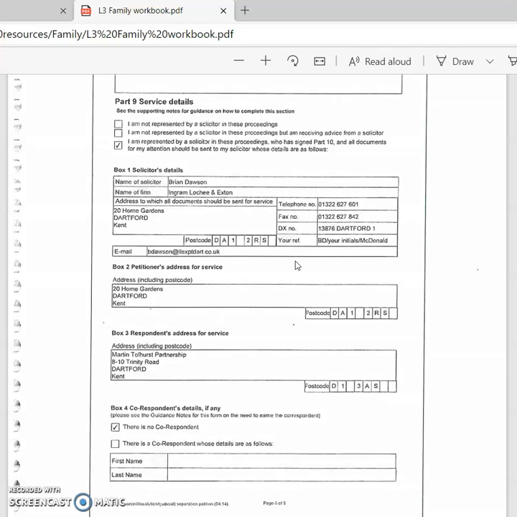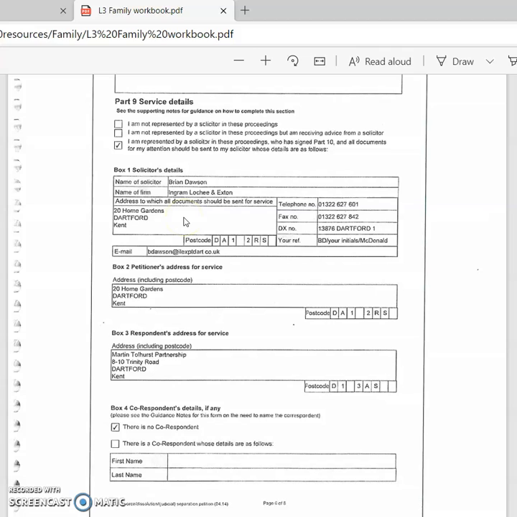Next bit, the service details. So when the court sends her stuff, do we want it to go to her or do we want it to go to us as her solicitor? Okay. So really, all that kind of stuff, you really want it to go to the solicitor because you're getting divorced. You don't want to worry about that. Okay. So our solicitor in this case is Brian Dawson. Okay. And we'll give him the address.